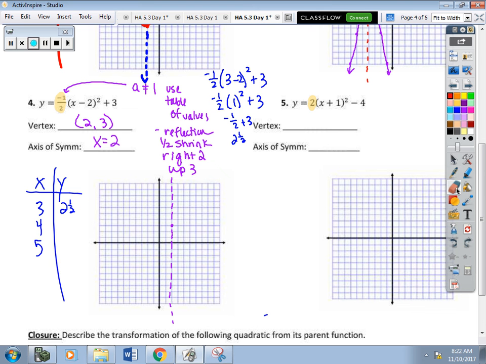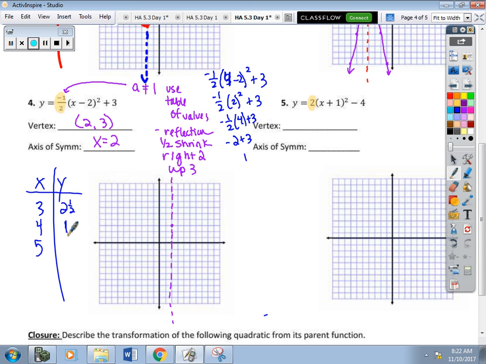Do the same process, plugging in 4 for x. So 4 minus 2 is 2. 2 squared is 4, so -1/2 times 4. 4 divided by 2 is -2, and then add 3 to that, we'll get 1. Do the same process with 5, and so on, and get your other points.